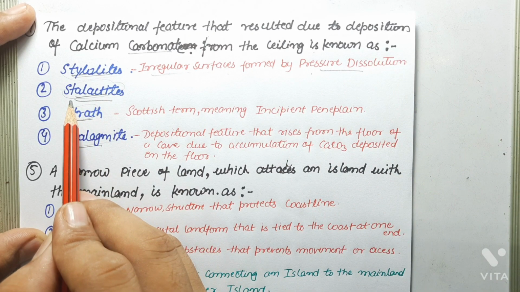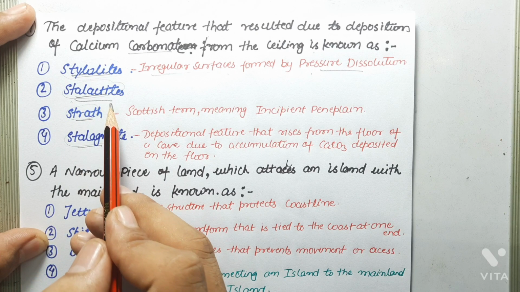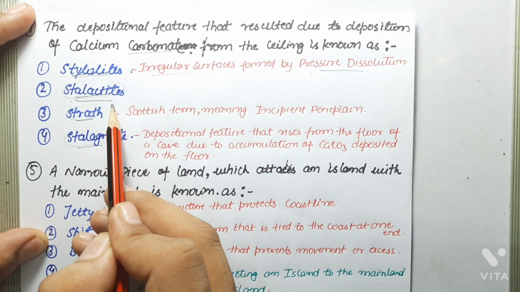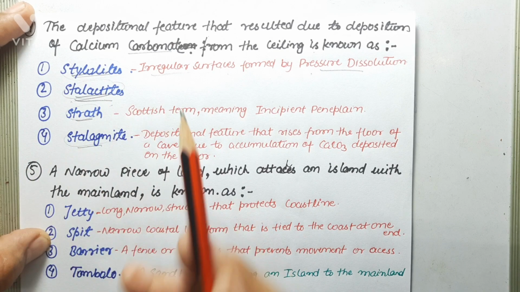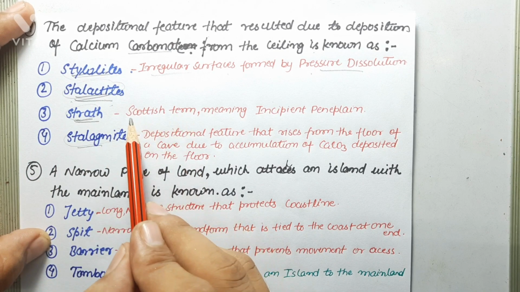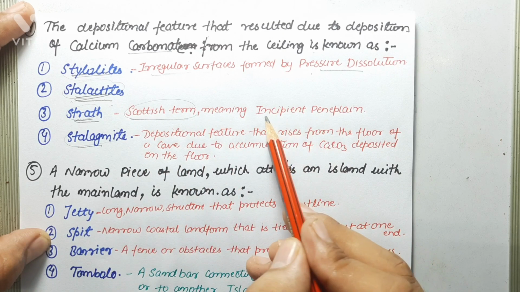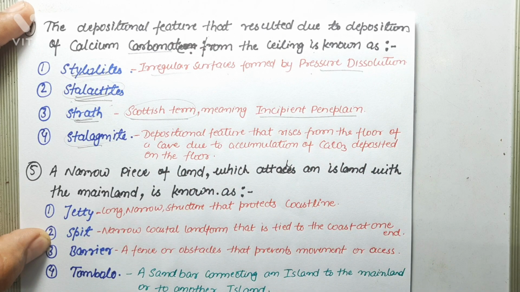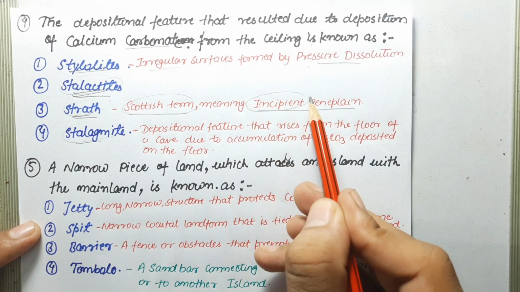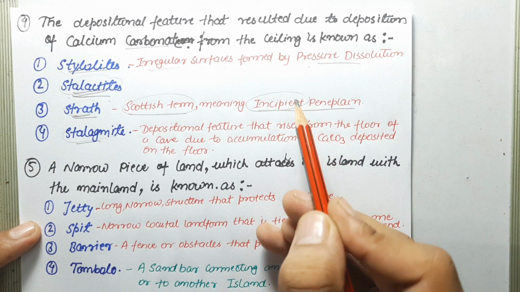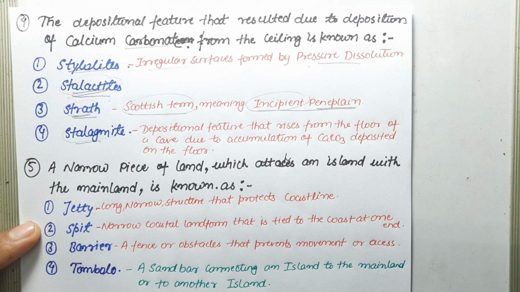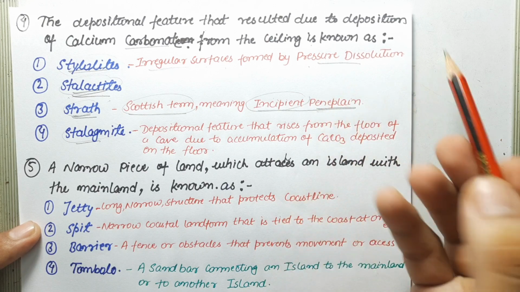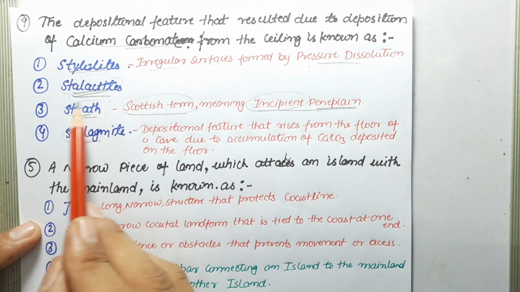Stalactites are a type of dripstone which are depositional features that result due to deposition of calcium carbonate from the ceiling. Okay, so clearly stalactite is the correct answer as the definition matches with the term stalactite. Then strath is a Scottish term which means incipient peneplain. Incipient means just beginning, or just the start of development of a peneplain. These are within a river valley. So clearly these are not formed by the deposition of calcium carbonate because these are associated with river valleys.